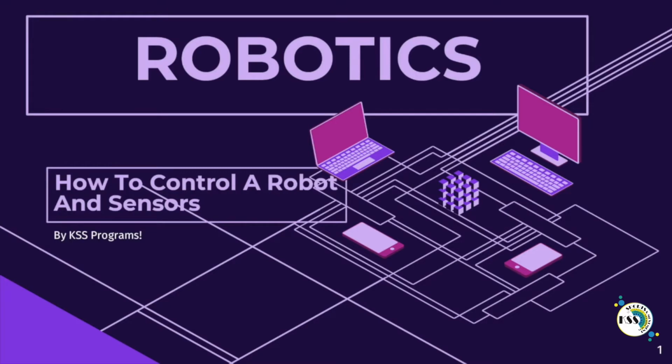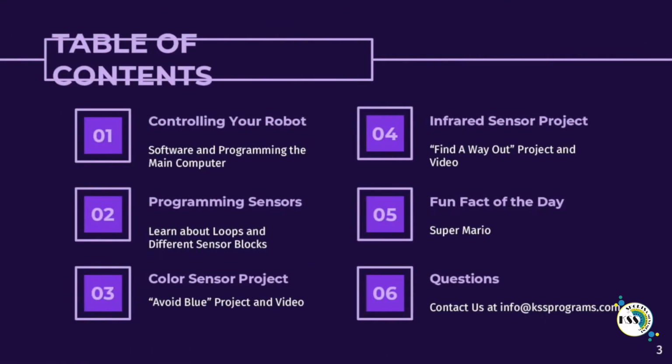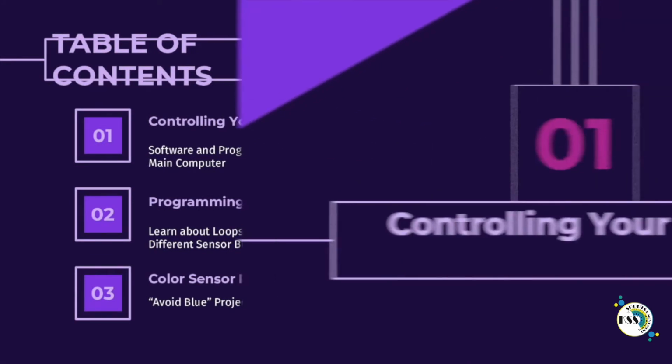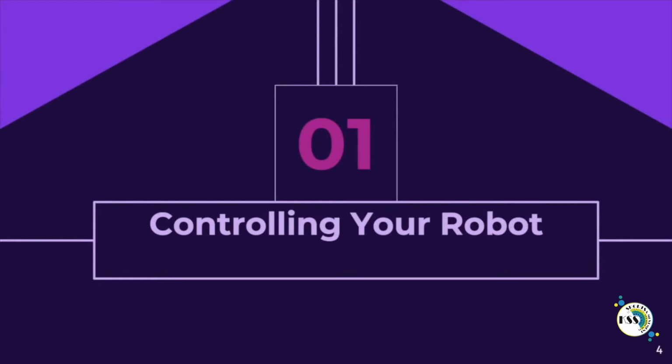Today, we'll discuss how to control a robot and sensors. Our lesson is divided in 6 different sections. Let's begin with number 1, controlling your robot.